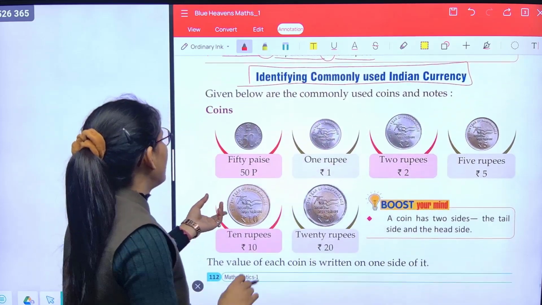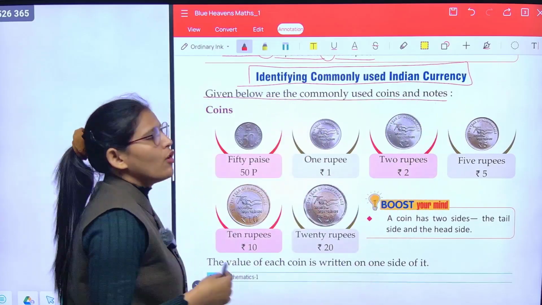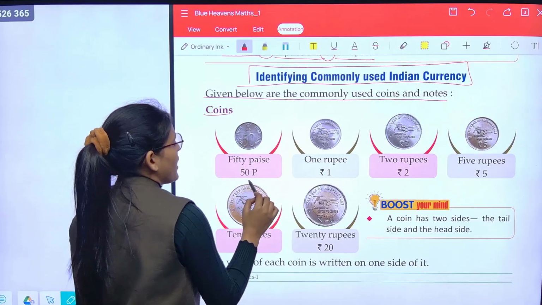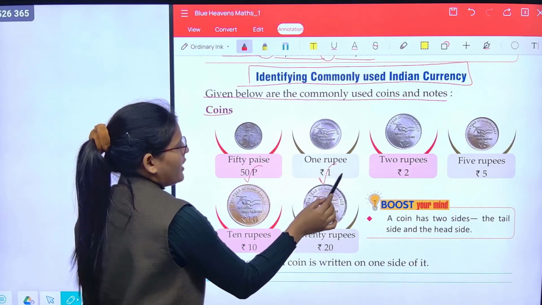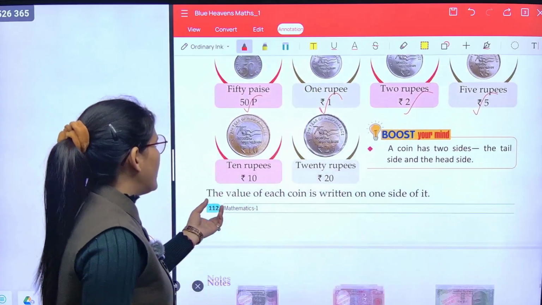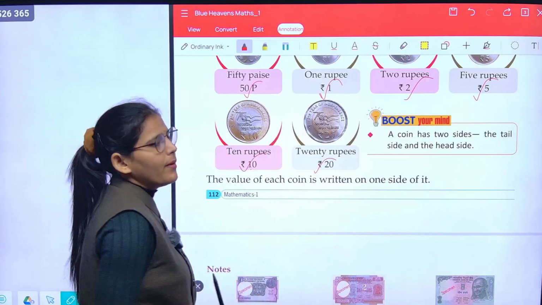Now identifying commonly used Indian currency. Class, given below are the commonly used coins and notes. Class, coins: 50 paise coin, 1 rupee coin, 2 rupee and 5 rupee coin, 10 rupee coin and 20 rupee coin.